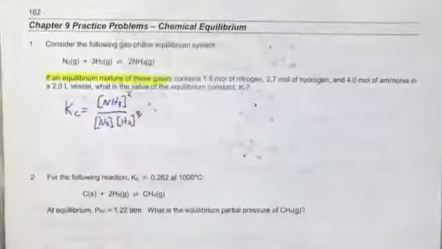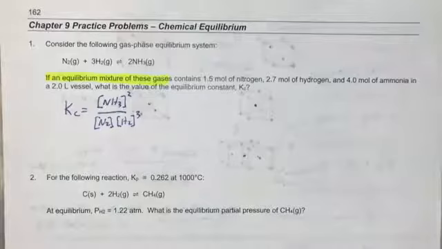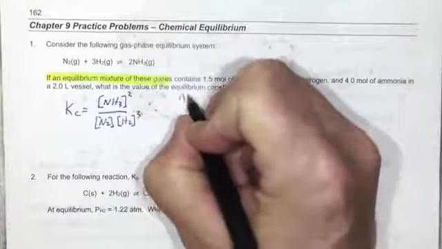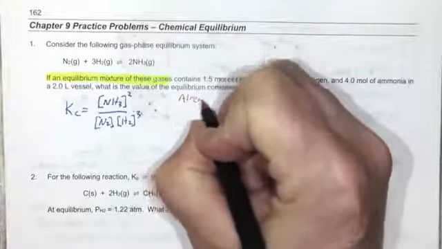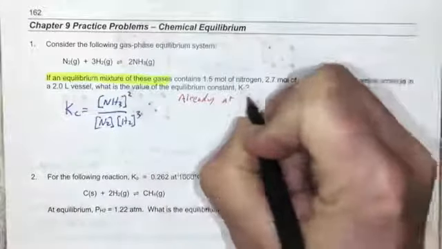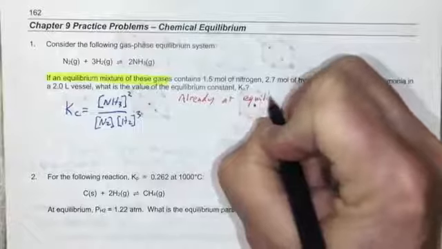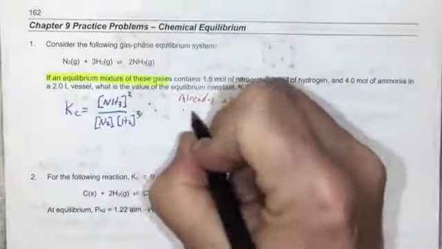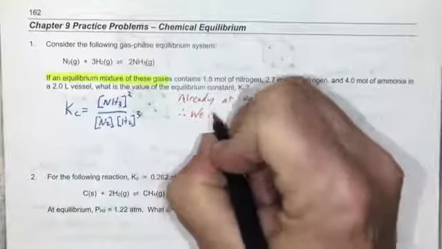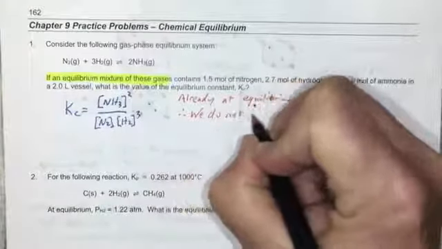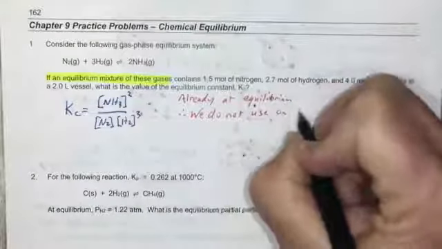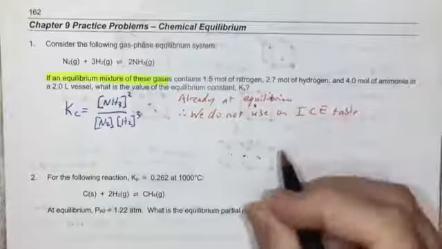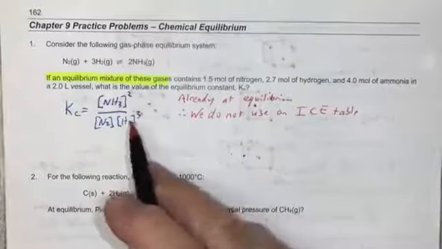Now in this problem we do not use the ICE table because this is already at equilibrium. We're told that this is an equilibrium mixture, therefore we do not use an ICE table. Instead, we plug in the concentrations.